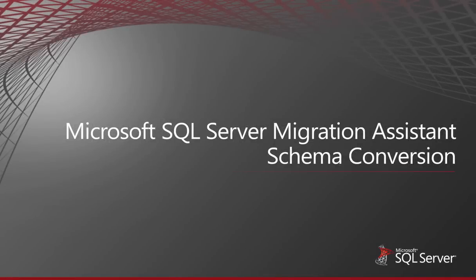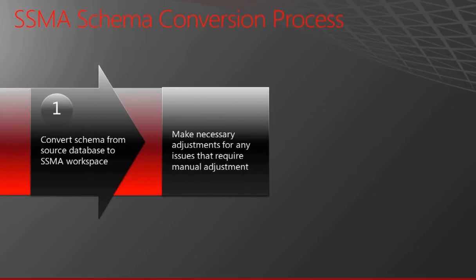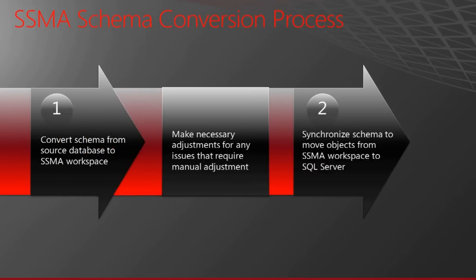Schema conversion is a two-step process. First, we move the schema from Oracle to the SQL Server workspace in SSMA. Once it is in the SQL Server workspace, we can make changes to the schema and resolve any errors or warnings that might exist. When we are ready, we synchronize the workspace objects with SQL Server. This is when the database objects are created in SQL Server.